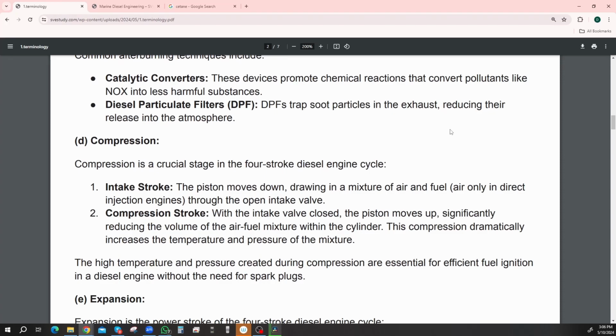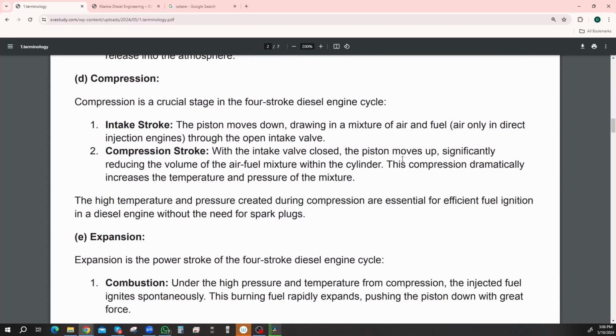Compression is part D. Compression is a crucial stage in the four-stroke diesel engine cycle. So compression has an intake stroke and a compression stroke. In the intake stroke the piston moves down, drawing a mixture of air and fuel, air only in direct injection engines, through the open intake valve. In the compression stroke, with the intake valve closed, the piston moves up, significantly reducing the volume of the air-fuel mixture within the cylinder. The compression dramatically increases the temperature and pressure of the mixture. The high temperature and pressure created during compression are essential for efficient fuel ignition in a diesel engine without the need for spark plugs.